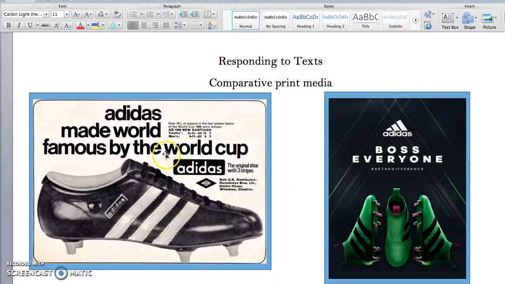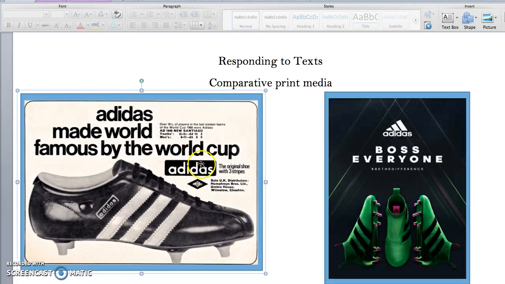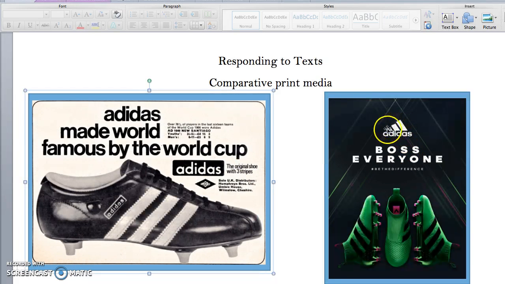Look at the evolution of the Adidas logo. It's gone from this black rectangle to this 3-stripe sort of asymmetric triangle. So you need to sort of comment on that, because if you look on this boot, that's what it is. Look at the text, the font choice. It's all lowercase. It's all in the same sans serif font of the Adidas logo. Same here, except they've changed it to capital letters.